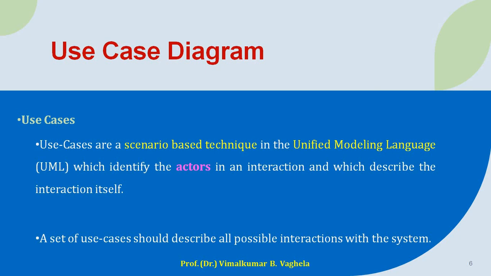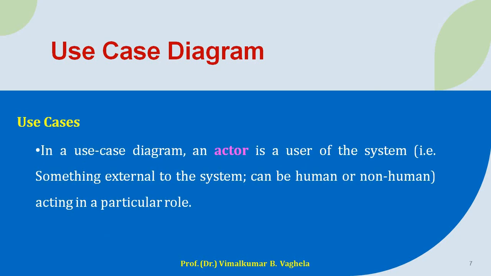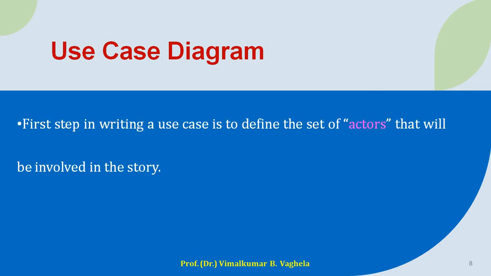The use case is a scenario based technique in UML. UML, as you already know, is the unified modeling language, which identifies the actors in an interaction and describes the interaction itself. A set of use cases describes all possible interactions with the system. In a use case diagram, an actor is a user of the system. It may be human or non-human. The first step in writing a use case is to define the set of actors that will be involved in the story.